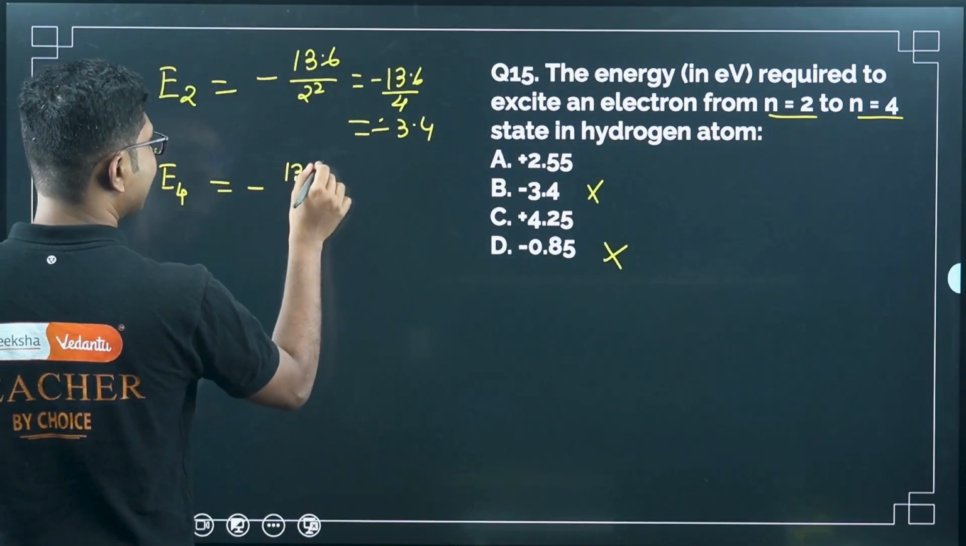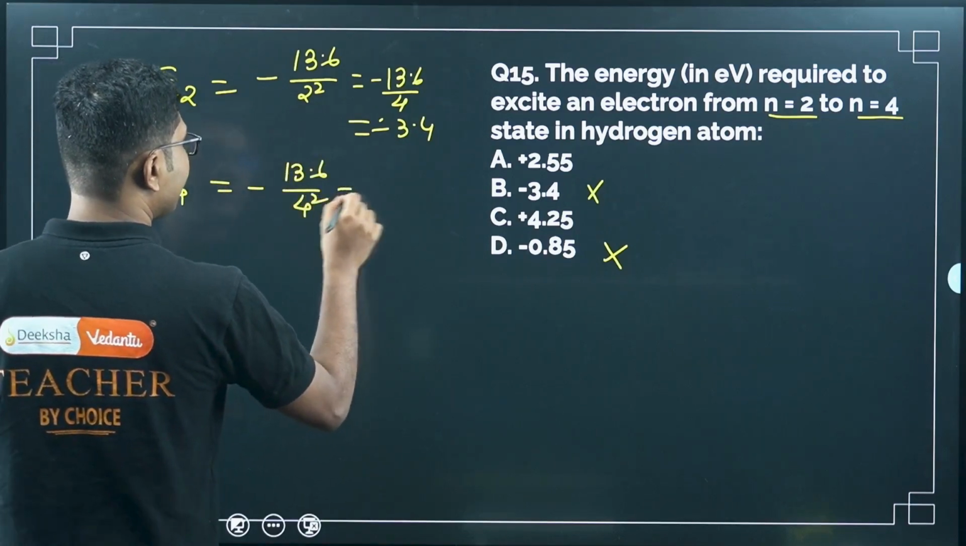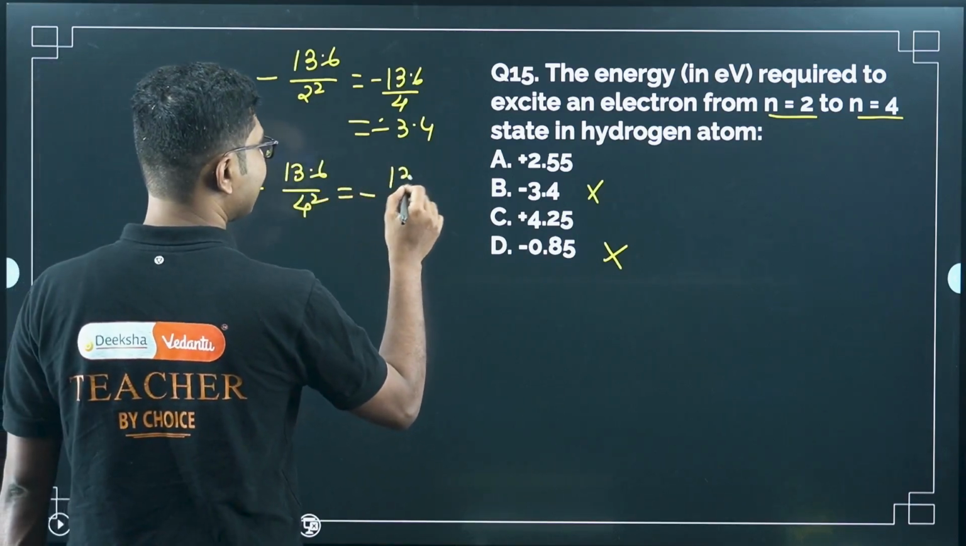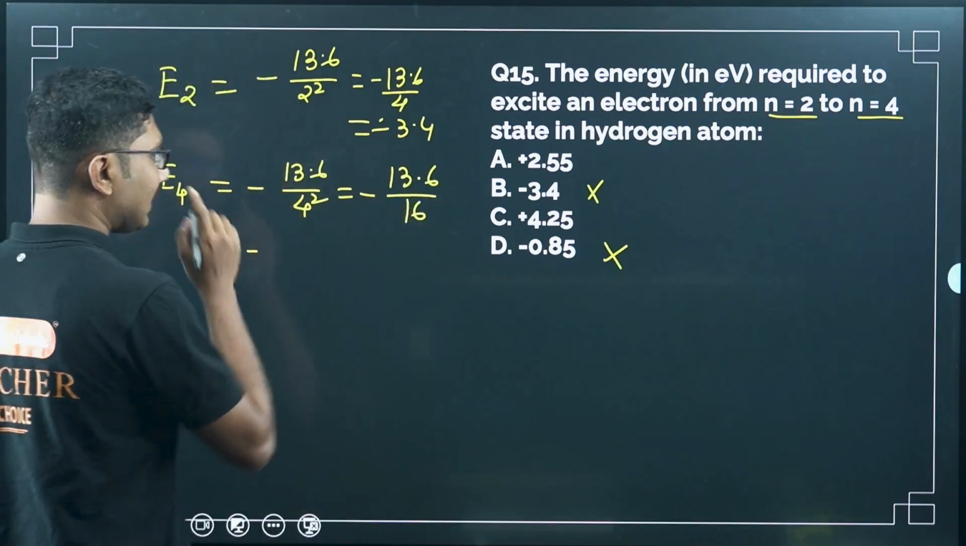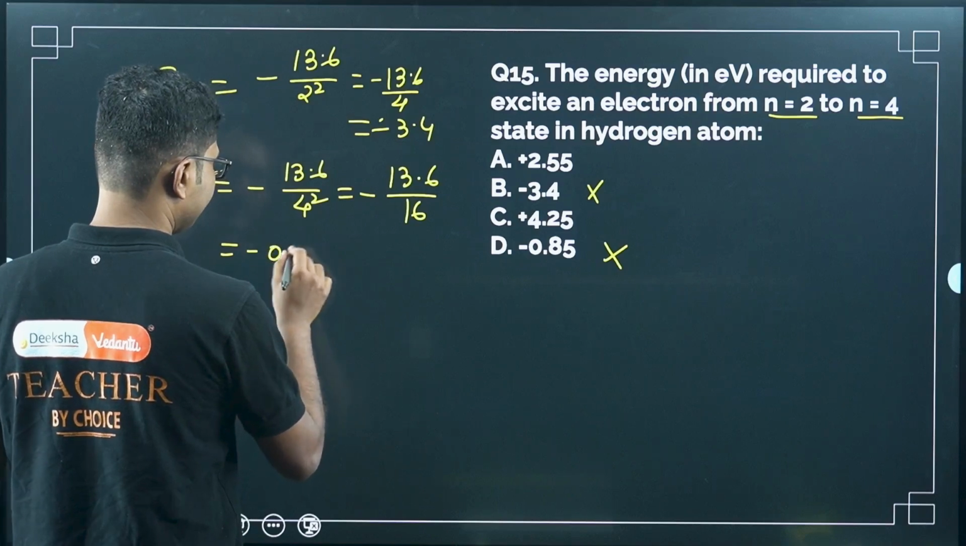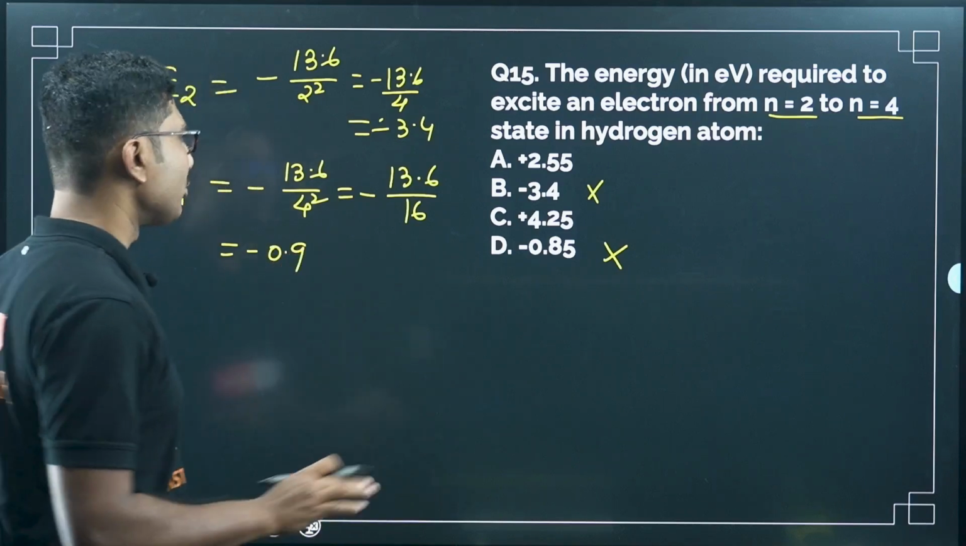Minus 13.6 divided by 4 square. So minus 13.6 divided by 16. Okay, so it will be minus almost 0.9. Okay, 0.8, 0.9. I am assuming it 0.9.